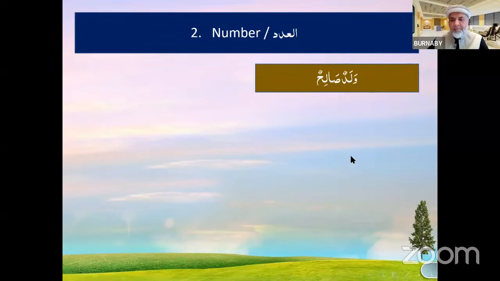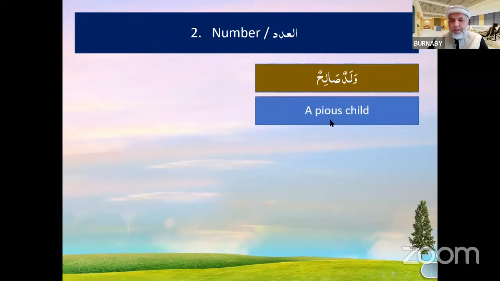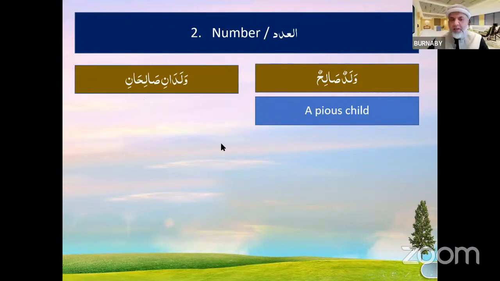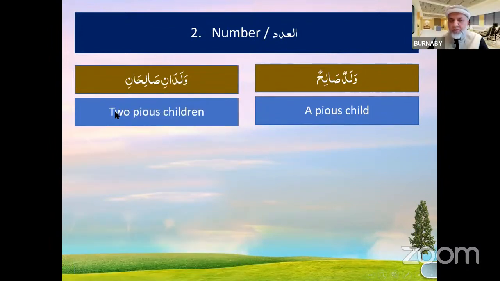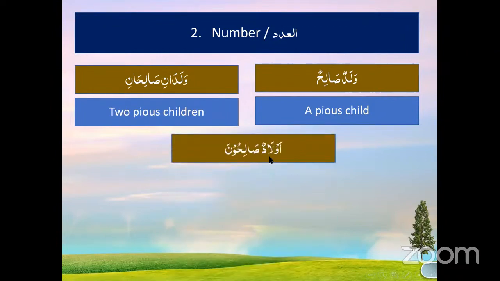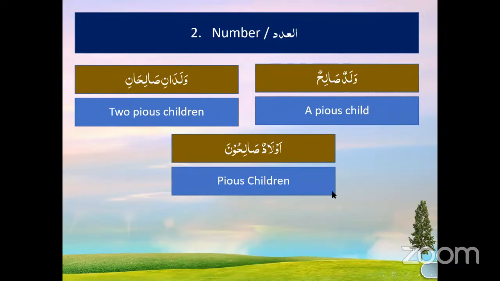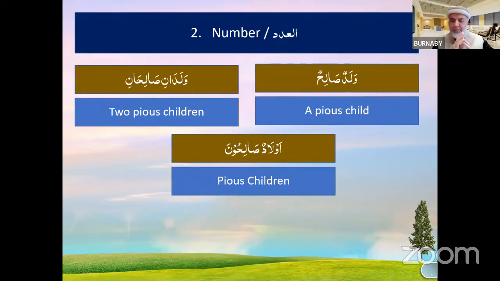Now look at the adad. Waladun salihun, a pious child. Al-Waladani Salihani. How many are we talking about now? Two. Pious children. What about Auladun Salihuna? Plural, too many. So the adad has to match with each other. When you talk about one boy, the quality is one. When you talk about two boys, the quality also becomes two. When you talk about more than two boys, the quality becomes more than two, Salihuna, right?